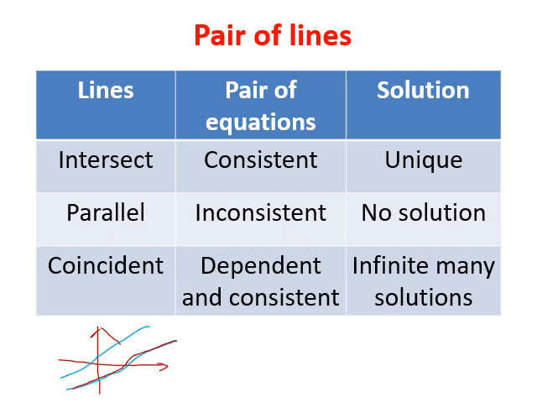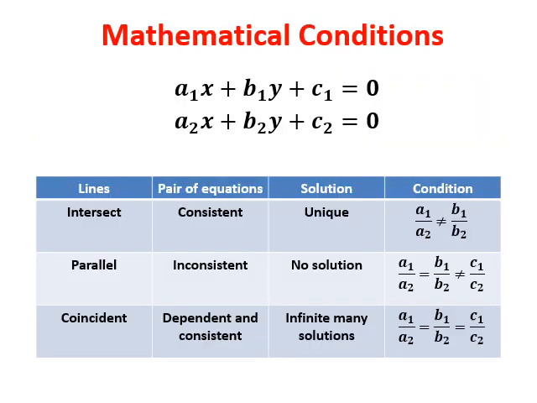Now, how to know whether a particular pair of lines is intersecting, parallel or coincident? Do we need to draw a graph always, or can we find through some mathematical conditions whether these lines are intersecting, parallel or coincident? So there are some mathematical conditions through which we can find out about the types of these three cases.